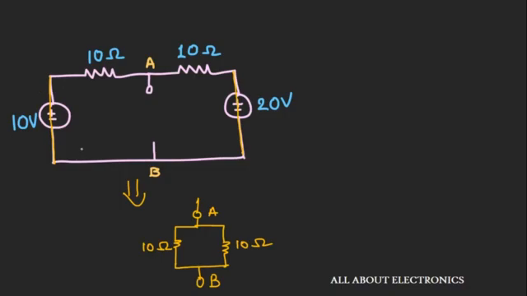So if you short these two voltage sources, then the equivalent circuit will look like this. The equivalent resistance across these two terminals AB is nothing but two 10 ohm resistors in parallel. So RTH will be nothing but 10 ohm in parallel with 10 ohm. So the value of RTH will be 5 ohm.